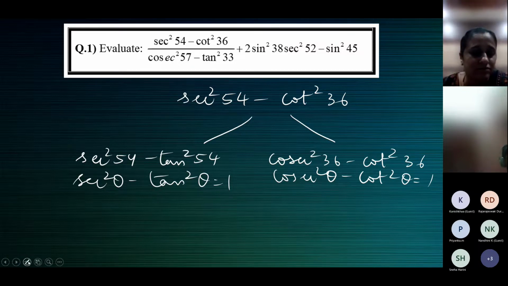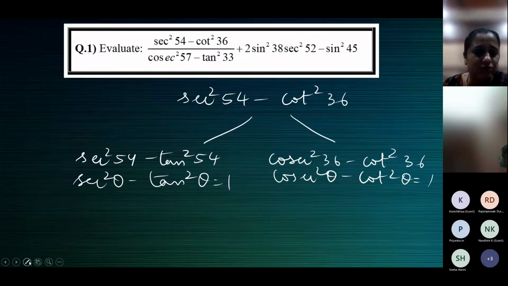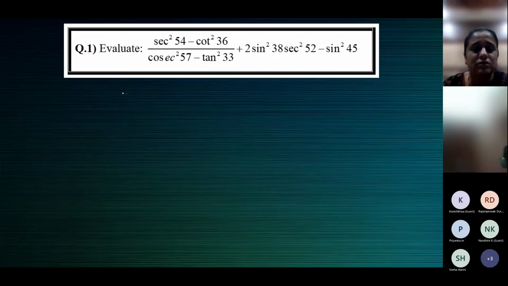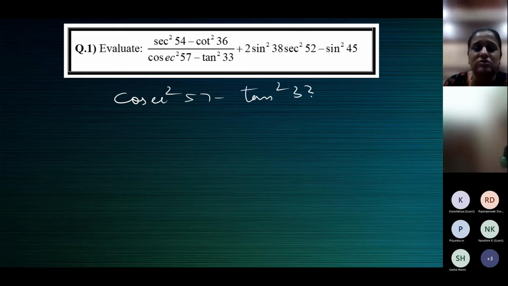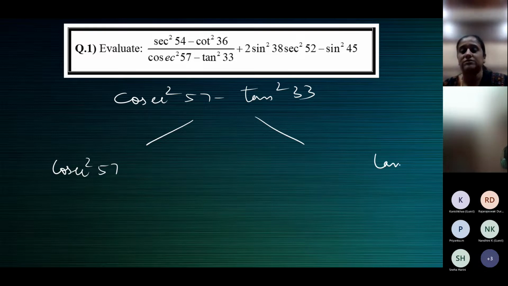Now tell me for the denominator. You can do any one of the two. Now tell me for the denominator, children. Cosecant square 57 minus tan square 33. What are the two ways of converting it? Yes, fast. So in one you want cosecant square 57. In the other you want tan square 33.